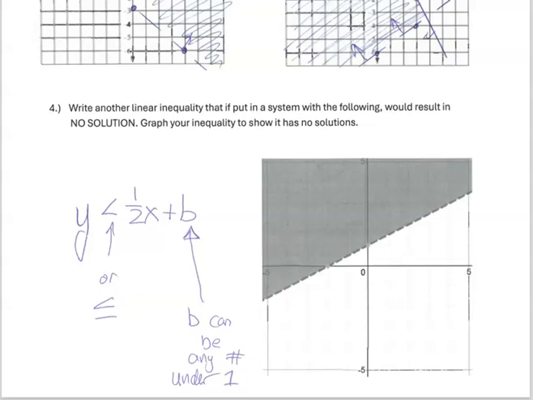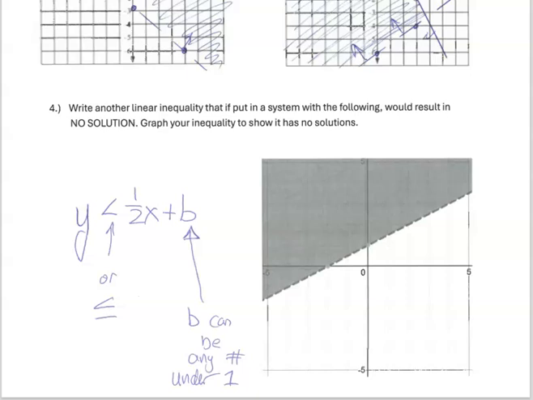The next one says, write another linear inequality that if put in a system with the following would result in no solutions. Well, for it to be no solutions, you're going to need to have that parallel border. So you can see this one has a y-intercept of 1 and a slope of 1/2. So theirs is going to be y is greater than 1/2 x plus 1. So what I said was that yours had to be less than or equal to. So the border is either going to be dotted or solid. You're still going to want to have that 1/2 x so that the borders are parallel. And the y-intercept is just going to be anything that is under 1. As long as it's under 1, then you are going to have no solution.